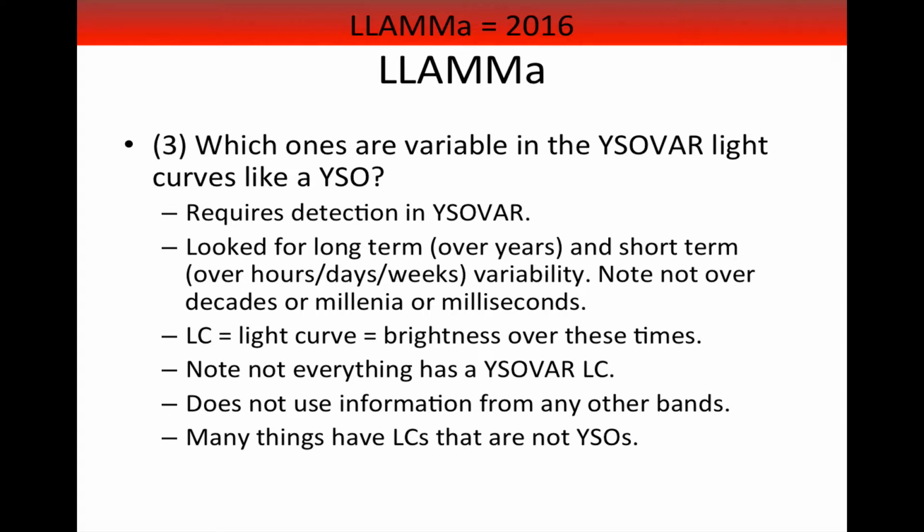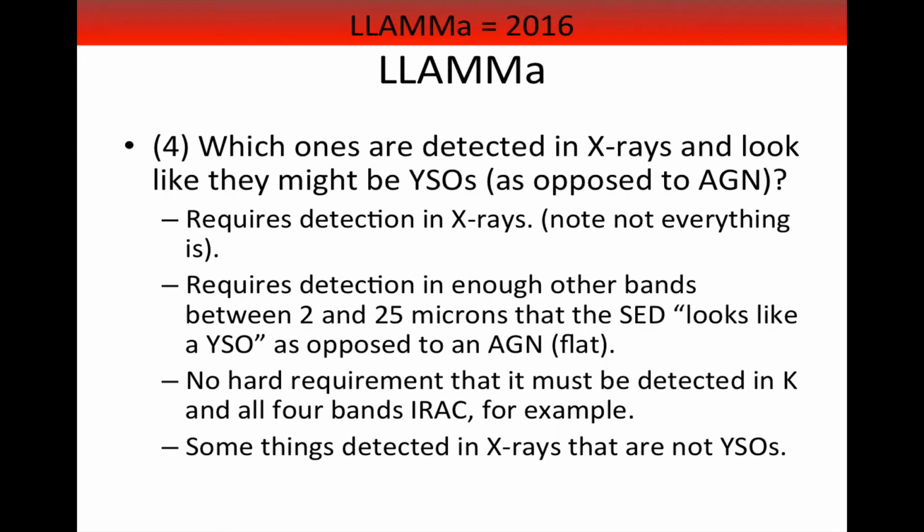So when I say LC, it's light curve, and it's the brightness measured over time. Not everything has a light curve. When I look for variability in the YSOVAR data, I'm not using any information from any other bands, and there's plenty of things that have light curves that are not young stars.